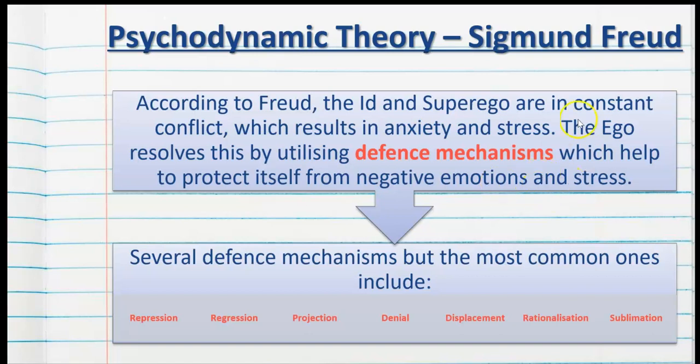So what that means is that our ego will utilize defense mechanisms to keep our ID at bay and not upset our superego. There are actually several defense mechanisms, but the most common ones that we look at for the new course in this topic are the ones listed here. Some of you may have heard of these terms before, and we're going to go through some examples in the next slide. But the most common ones are repression, regression, projection, denial, displacement, rationalization, and sublimation. So let's look at these in more detail.